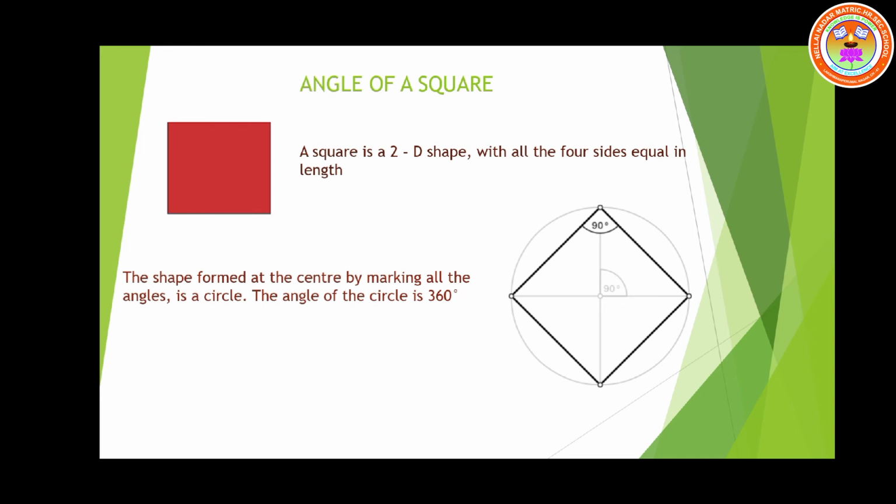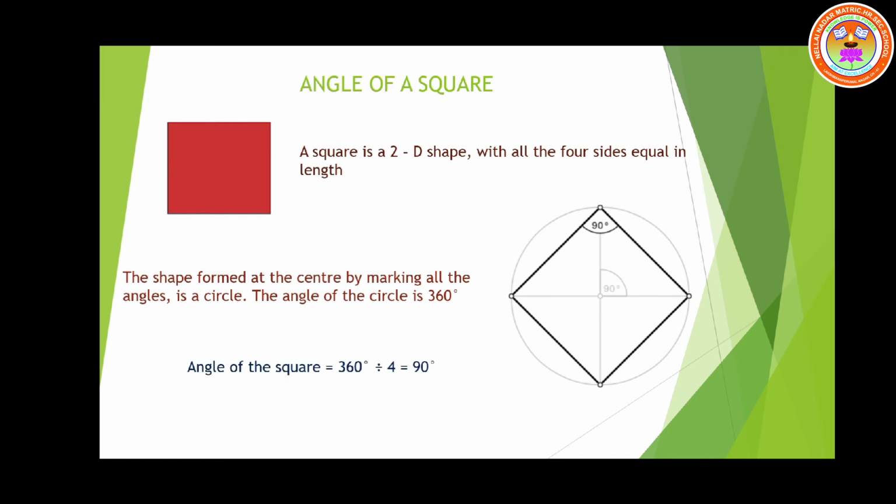Now the shape formed at the center by marking all the angles is a circle. So when I mark all the angles at the center, all the angles will make a shape as a circle. Now the angle of the circle is 360 degrees. This is known.